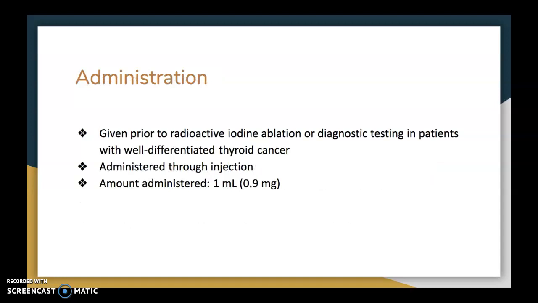So Thyrogen is given prior to radioactive iodine ablation or diagnostic testing, which are done in patients with well-differentiated thyroid cancer. And like I said, it's administered through injection, and the amount that's administered is 1 milliliter of the solution. Otherwise, it's just 0.9 milligrams of the powder.